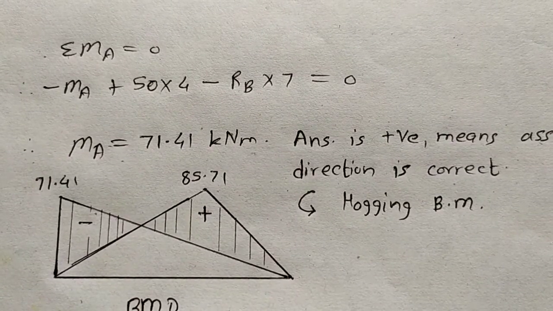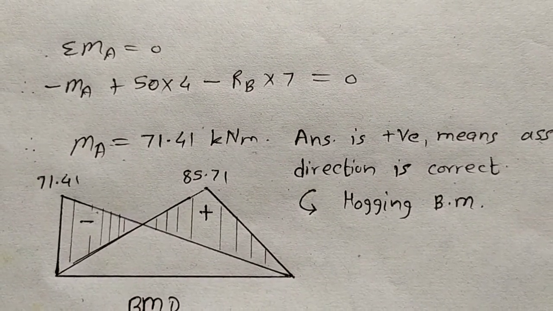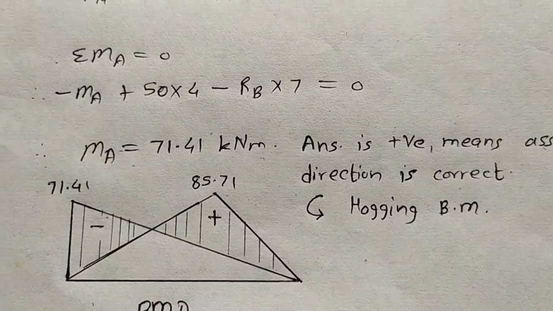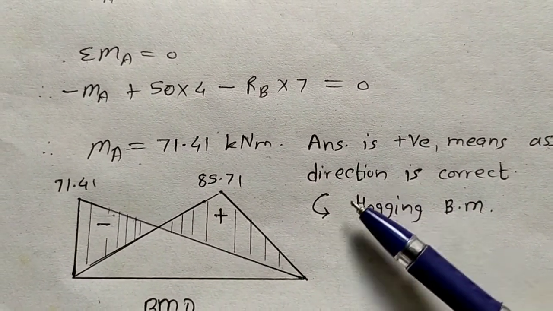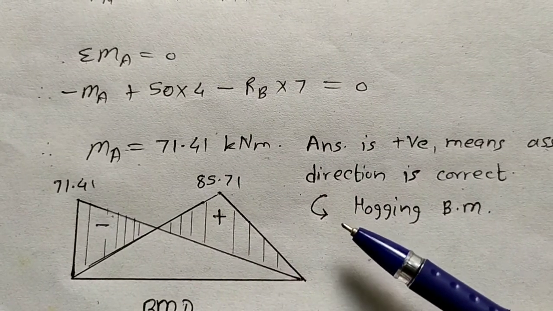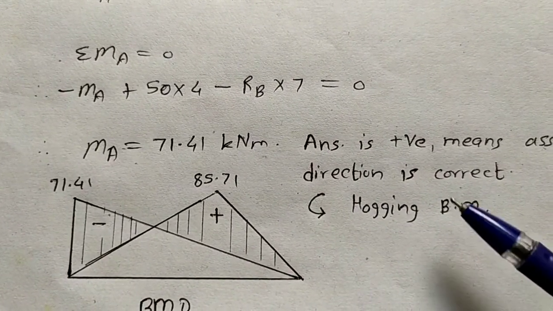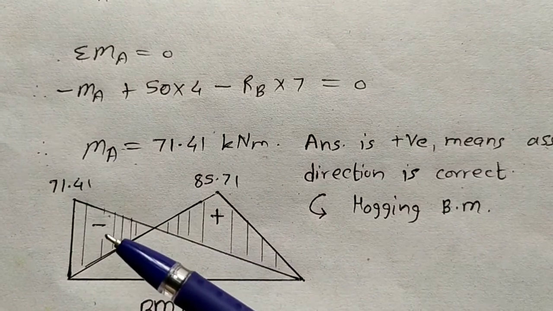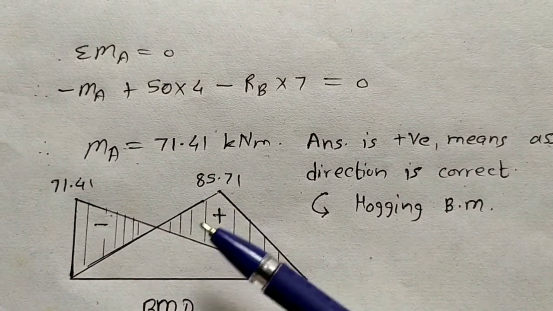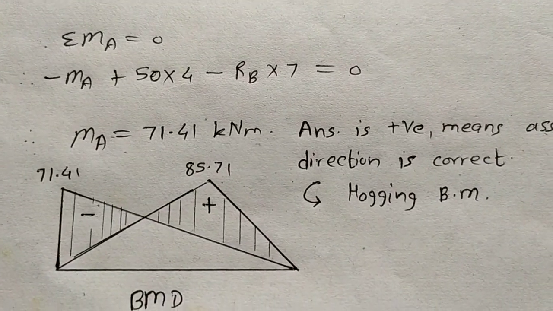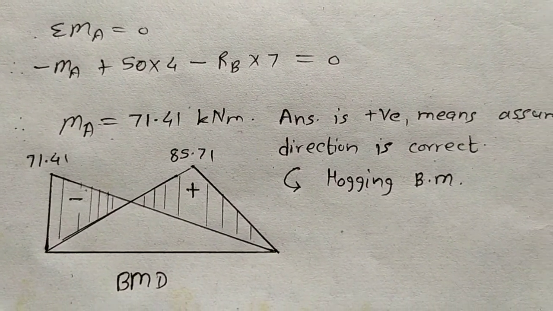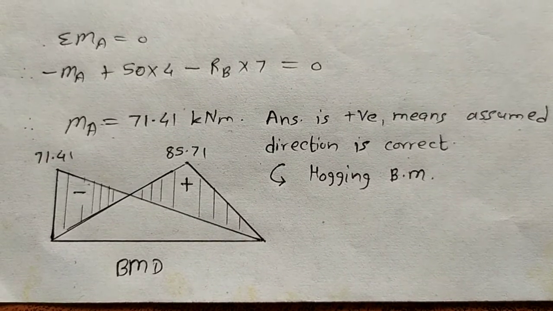We are getting a plus value, which means the assumed direction is correct. The assumed direction was this one. What does it mean? Of course, this arrow is below a particular baseline, so it is a hogging type of bending. Hogging means negative at A. So first of all draw a free BMD, next overlap on that the support BMD. Likewise, you can draw the bending moment diagram.